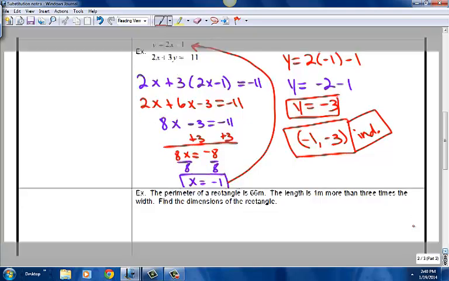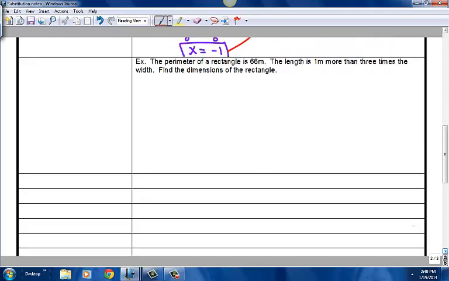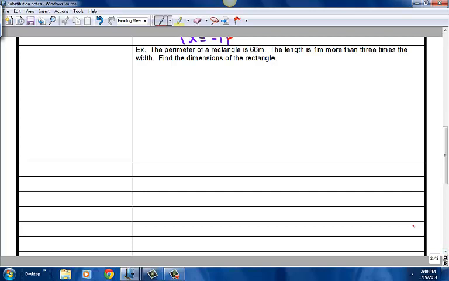This time let's put it in an application context. Back to perimeter, because I know you guys love those so very much, but I know you can do them. Perimeter, remember, is just the distance around a figure. Talking about a rectangle in this case, so we know there's 4 sides. They tell us this time that perimeter is 66 meters. You guys already know how to find perimeter. You know that it's 2 times the length and 2 times the width to get the total perimeter, which is 66 in this case.